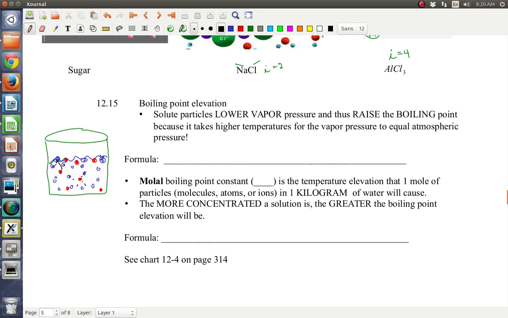Now, because the solute is sitting up here on the top, it's also taking some of the spots that the water might want to escape from. Normally, if the water molecules get enough kinetic energy, they escape and become the vapor. And remember that vapor pressure is pushing up, and atmospheric pressure is pushing down. Got those. There we go. Fix that. Okay.